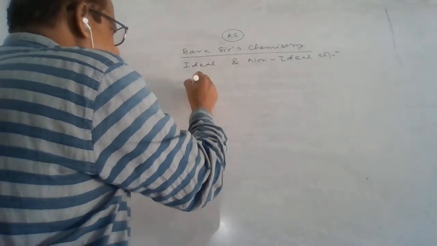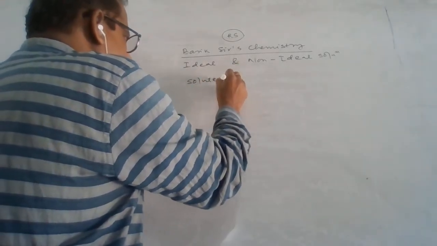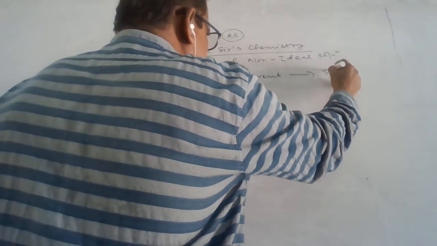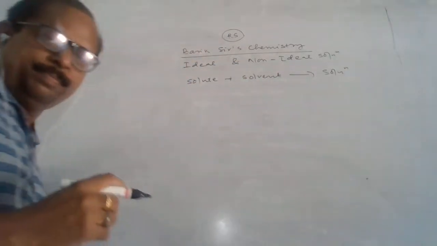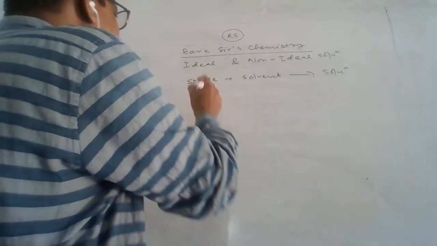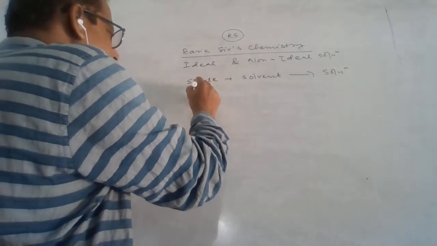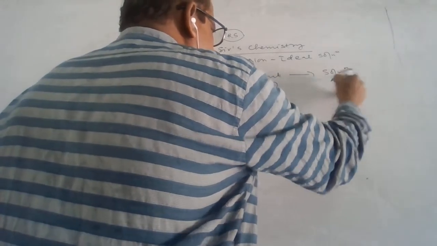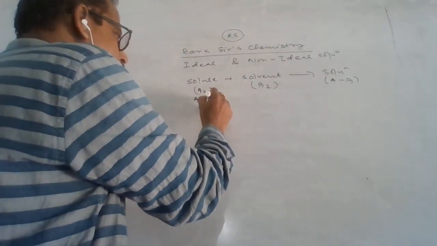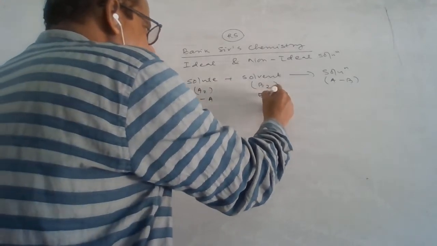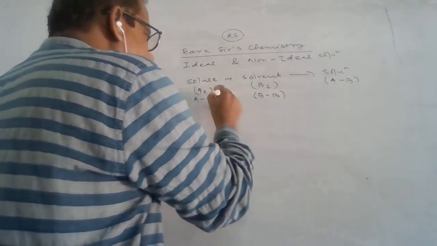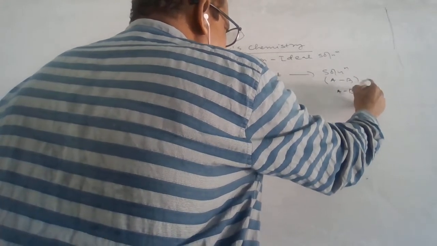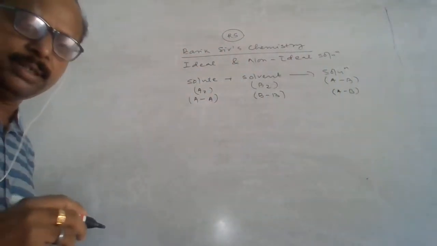So let us see. There is a solute and the other one is the solvent that make the solution. The solute is A2, solvent is B2, and a solution is AB. So in solute there is AA bonding, in a solvent the BB bonding is there, and in a solution the AB bonding is present.